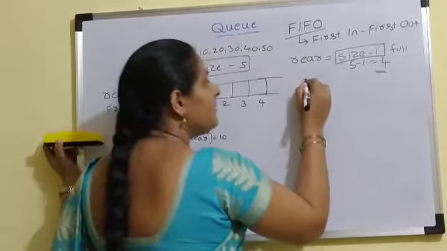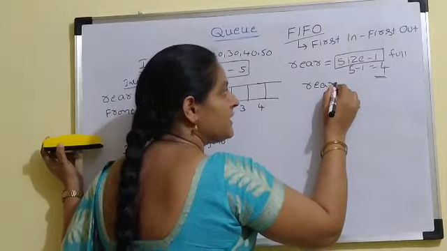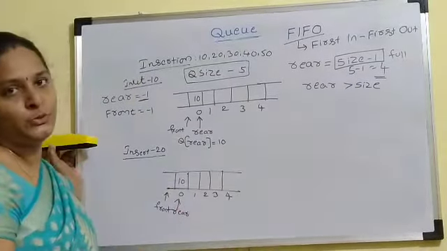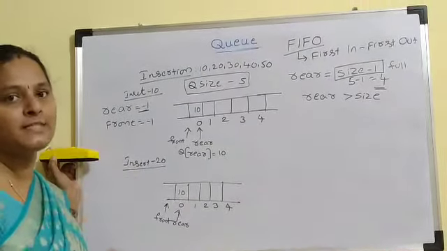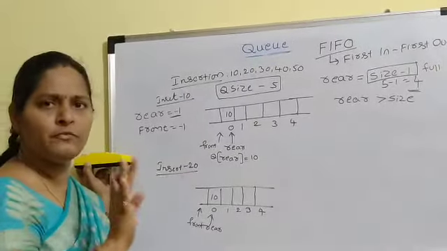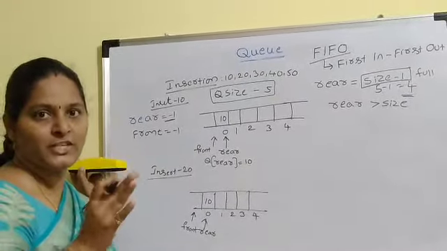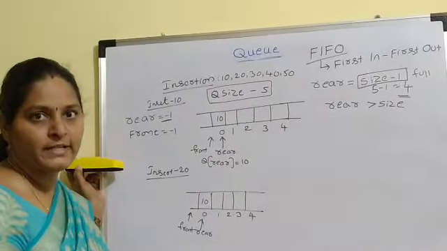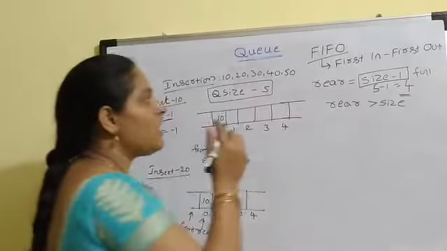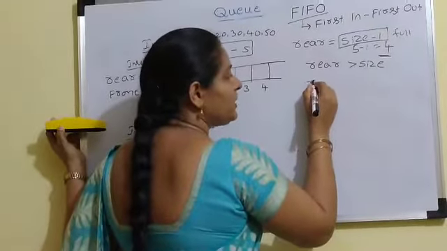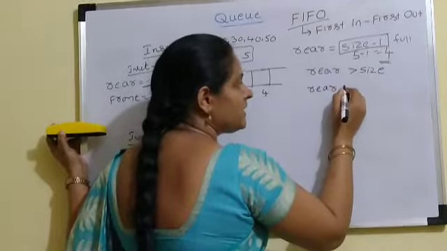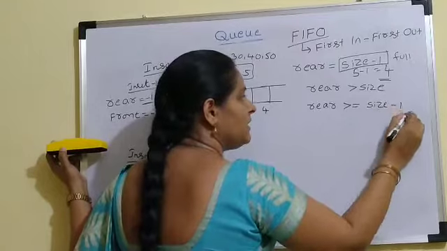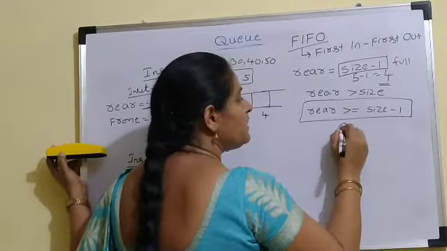Or otherwise, if your rear is greater than the size of the queue. Suppose your rear pointer is pointing at the 6th index. In our queue, we have only 5 locations, indexes 0 to 4. If your rear is pointing at the 6th index, that is out of range, right? That means the queue is full. So the condition for the full condition is, if your rear pointer is greater than or equal to size minus 1, that indicates that the queue is full.